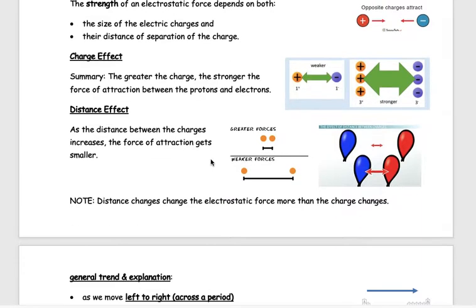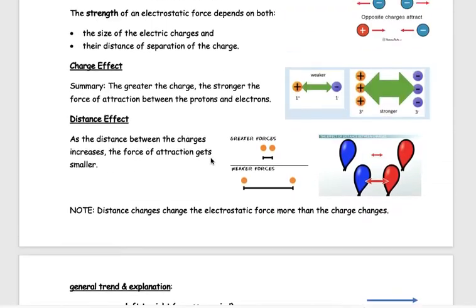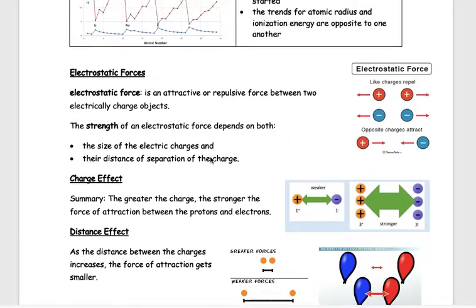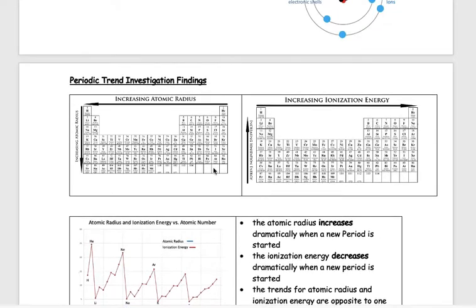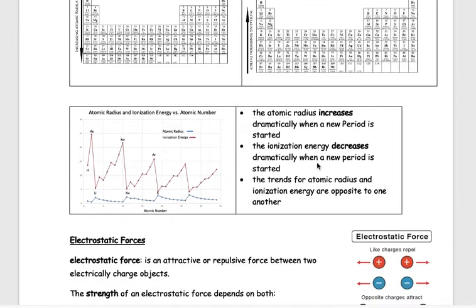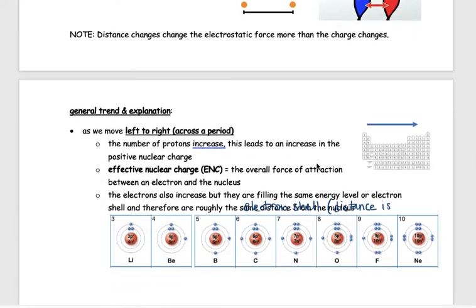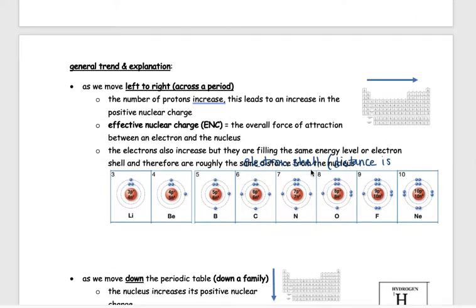All right, so now that we have an intro or a review of the electrostatic forces, and we've looked at what was happening with atomic radius and ionization energy, let's go into structurally why this is happening. Why are these trends being seen?